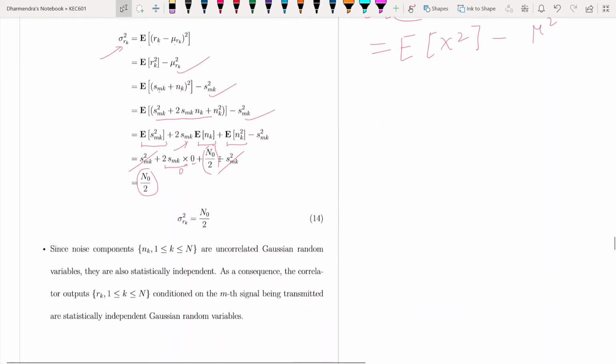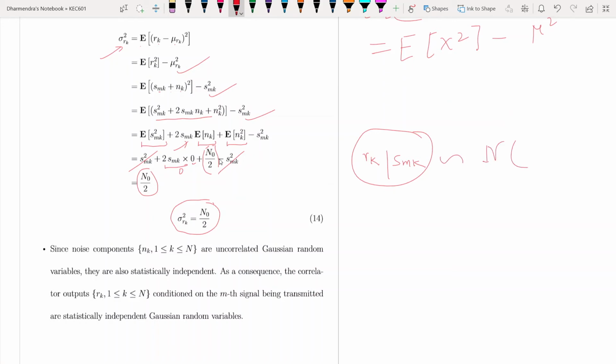So this is the variance of this conditional random variable rk. This random variable is also Gaussian in nature, with mean smk and variance N naught by 2. This is the notation for a normal or Gaussian random variable.